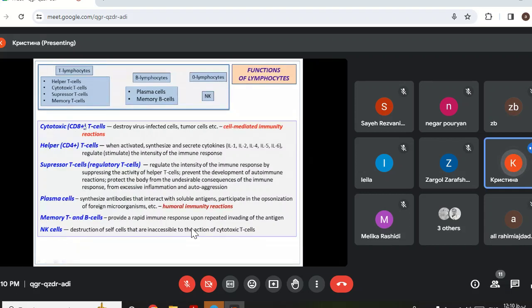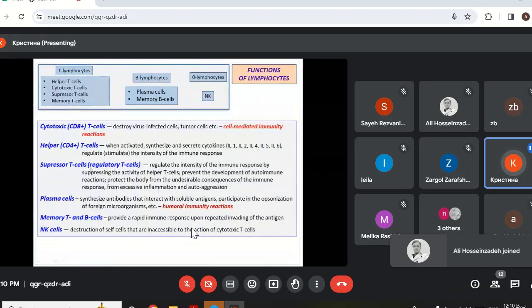Cytotoxic T cells destroy virus-infected and tumor cells and perform cell-mediated reactions. Helper T cells activate such reactions. Suppressor T cells downregulate these reactions. Plasma cells, the final form of B lymphocytes, produce antibodies and perform humoral immunity reactions.